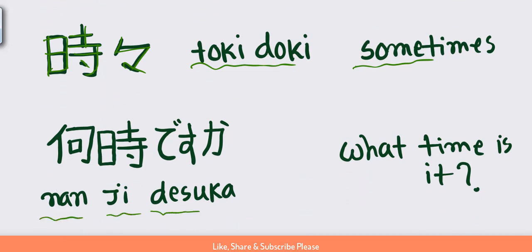If I ask for time, so what time is it? So in Japan, nanji desu ka? So kore nan ji. So nanji, this is the hiragana. Desu ka? Nanji desu ka? What time is it?